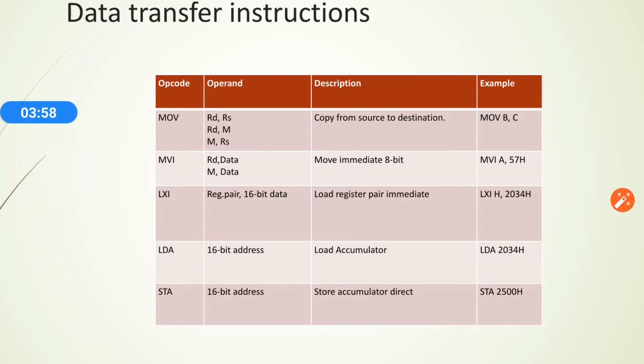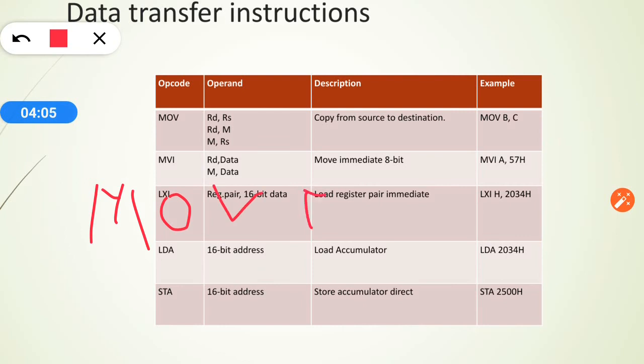Another example: suppose I write MOV M comma B. This means the content of the B register is moved, or copied, to the memory device, to a particular memory location. As we discussed in our last lectures, the memory device consists of small parts, and each part is a memory location. Each memory location has a unique 16-bit address.